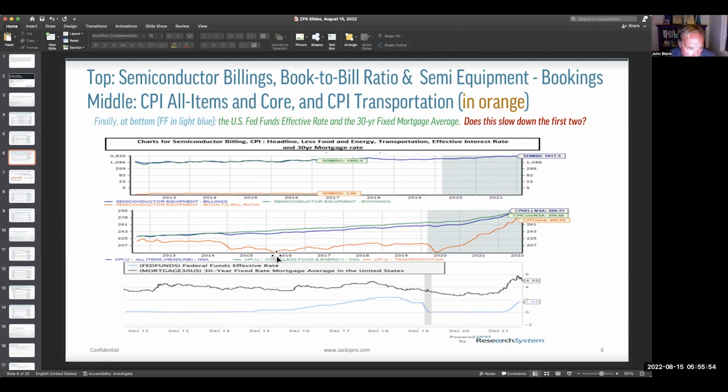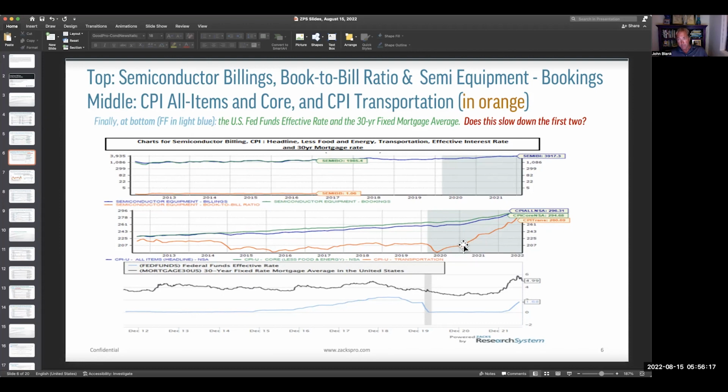And again, down here we've got a different set of things, which is the CPIs. And again, here's the CPI transportation. These are the all-in, but we want the transportation index. And again, when did transportation prices on new vehicles and used vehicles, things like that, take off? And again, it's early 2021.